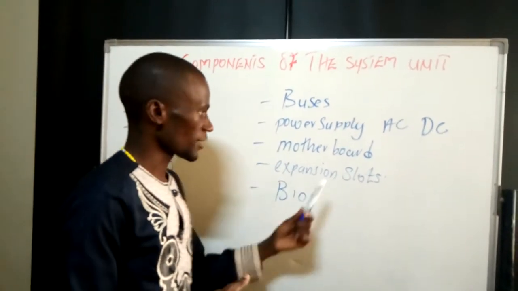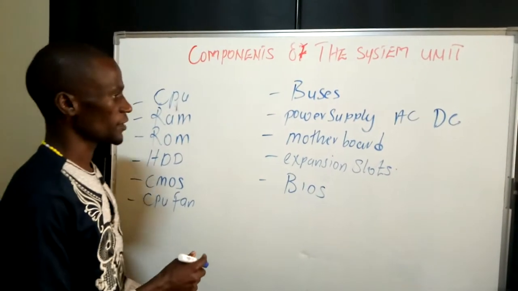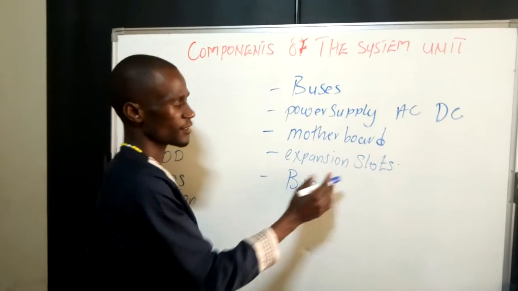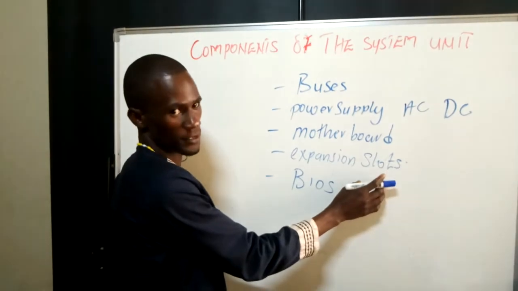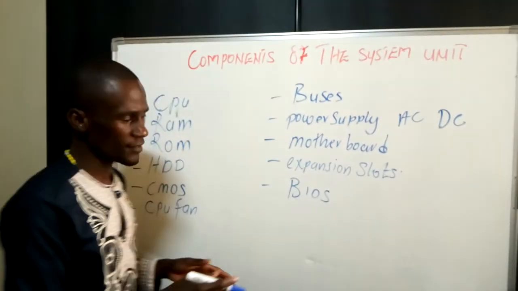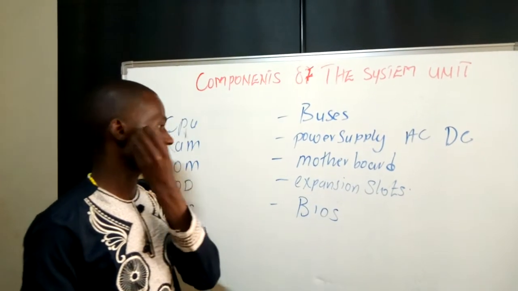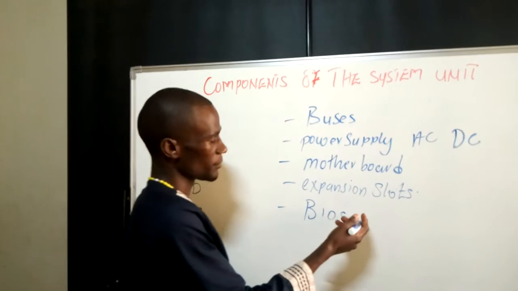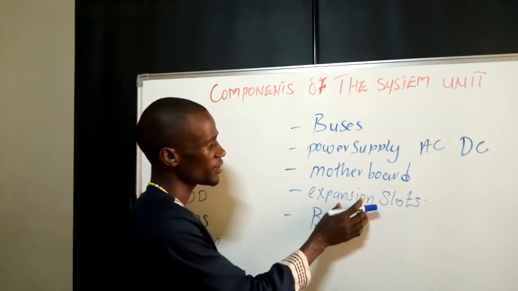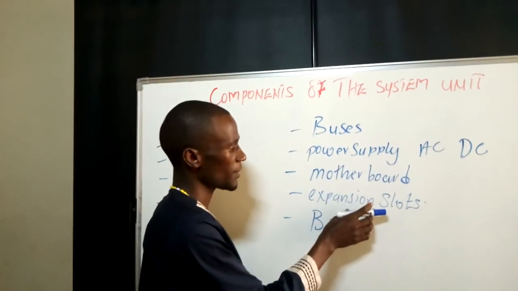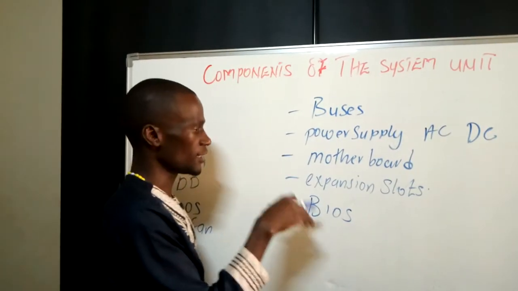Then next is the expansion slot. An expansion slot is just a part of the system unit that provides connections to other external components of the computer. It provides connections to other components that can be attached to the computer externally. It works more like the ports, the only difference being that the ports are located on the outside part of the system unit, whereas the expansion slots are inside the system unit, on the motherboard.